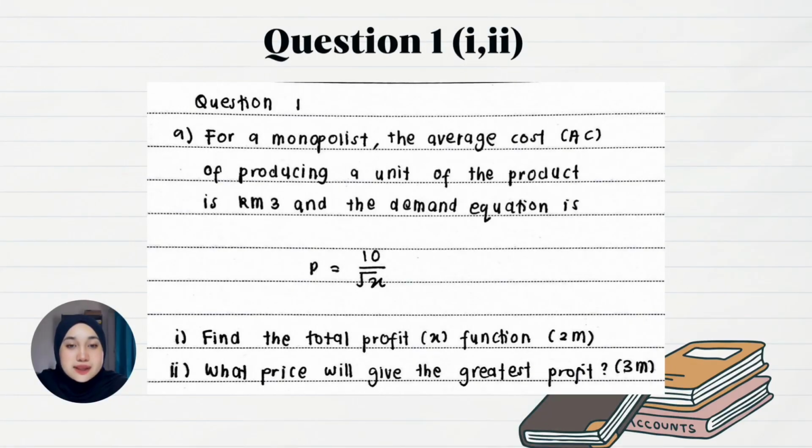For my part, I will explain question 1, Roman 1 and Roman 2. The question is, for a monopolist, the average cost of producing a unit of the product is 3 ringgit, and the demand equation is P equal to 10 divided by the square root of x. Find the total profit function.